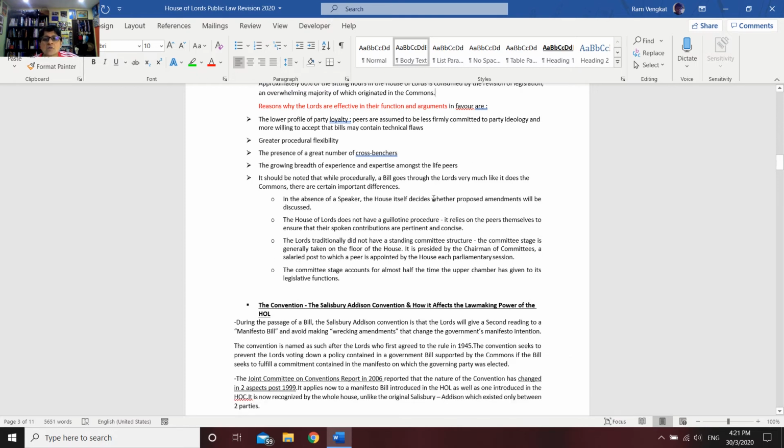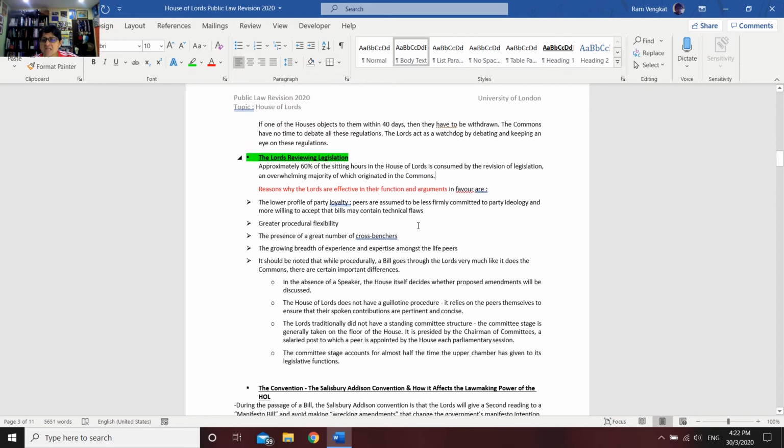And it is the House of Lords that itself decides whether it will look at a proposed amendment. It does not have a guillotine procedure, and it is in charge of itself, and it is able to make its own decisions without being dominated by political manipulation, because nobody in the House of Lords needs to be elected to be there. Therefore, in a sense, that frees them to be able to say or do what they want, because come the next election, they're still going to be there.